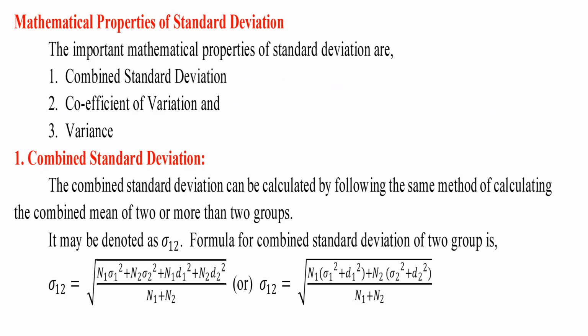The important mathematical properties of standard deviation are 1. Combined standard deviation, 2. Coefficient of variation, and 3. Variance. 1. Combined standard deviation. The combined standard deviation can be calculated by following the same method of calculating the combined mean of two or more than two groups. This is denoted as small sigma 1 2. The formula is well presented here.